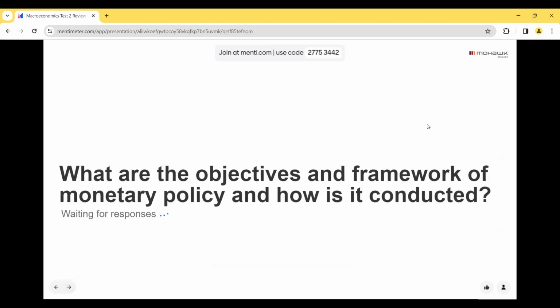What are the objectives and framework of monetary policy, and how is it conducted?